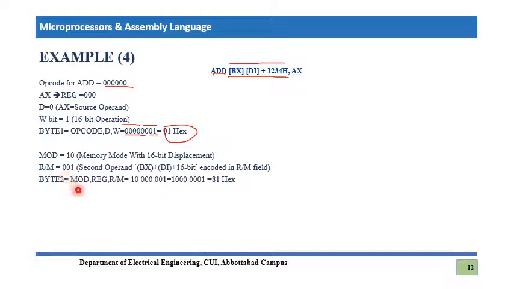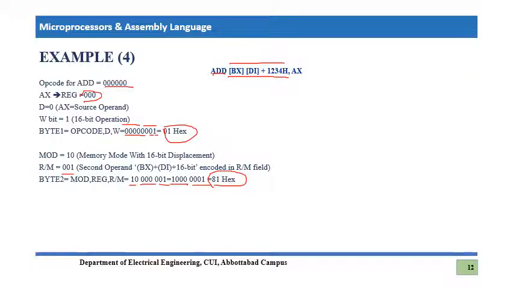So our byte 2 will be mode, reg, r/m. Mode is 10, reg is 000, and r/m is 001. If we arrange them in hexadecimal, it becomes 81. I hope this point is clear.